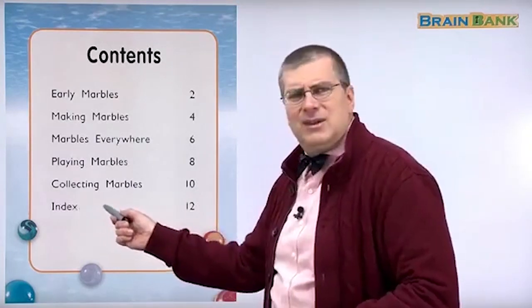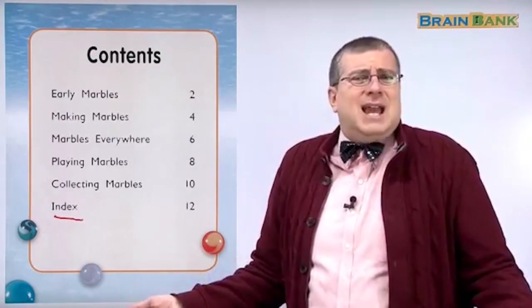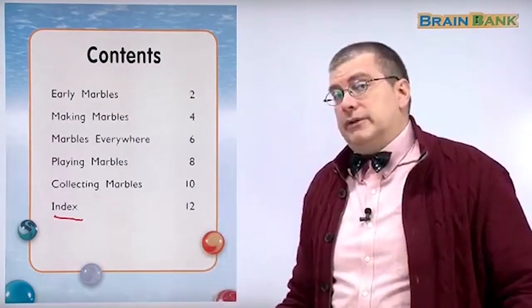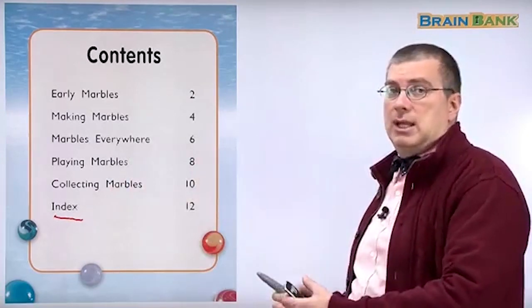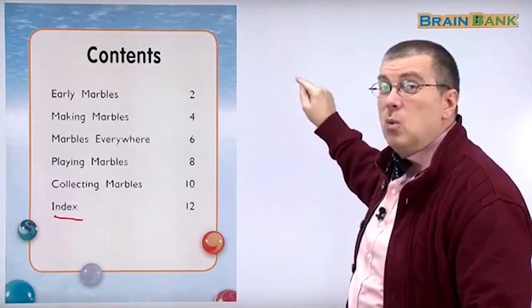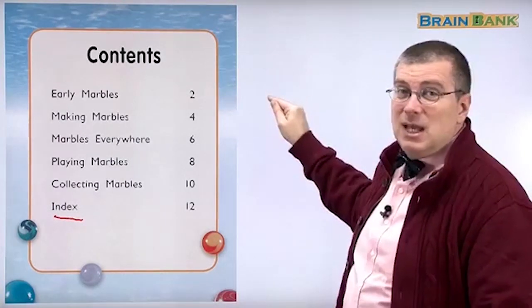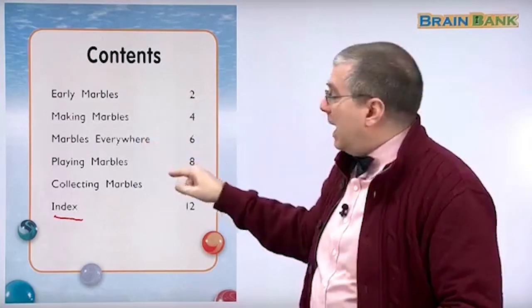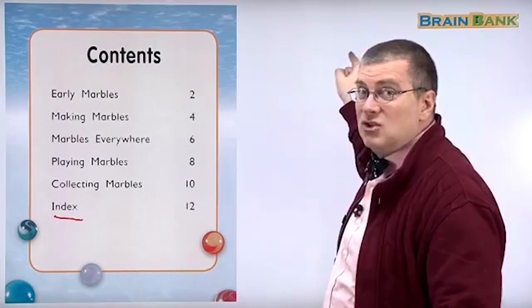And finally, we have an index. An index? What's an index? In many books, you can find an index at the back of the book. An index is a list of important words, names, places that were in the book. And on that list, you can find the word, and it shows you the page number.